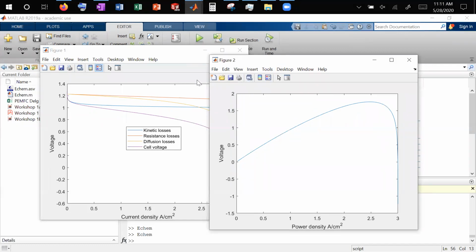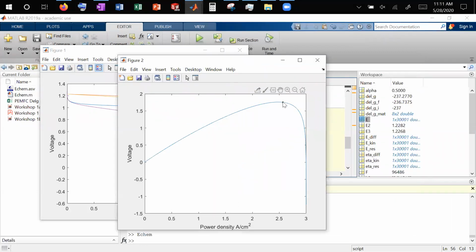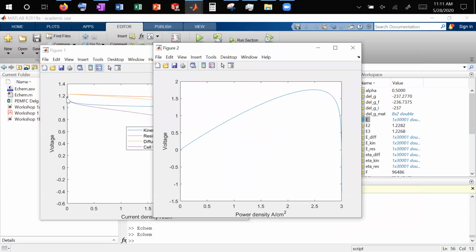So you see here's the power density, right? You meet your peak power here, but your highest efficiency is when you're at your highest voltage, right here. So typically you're going to operate somewhere in the middle of these two, so you get a good balance of power and energy density.